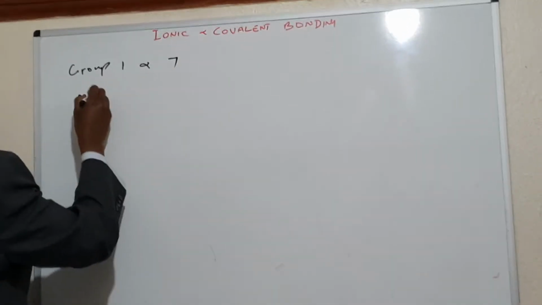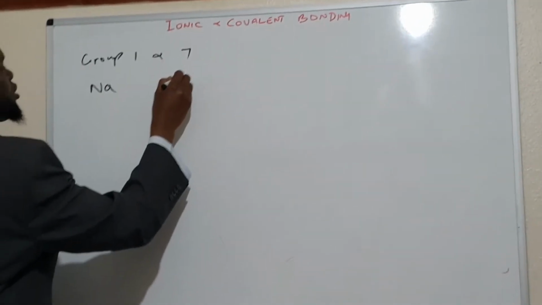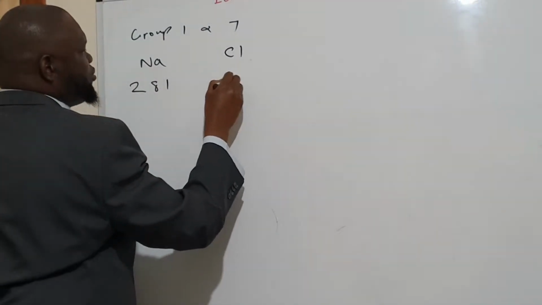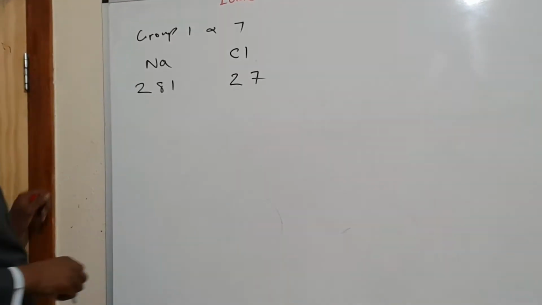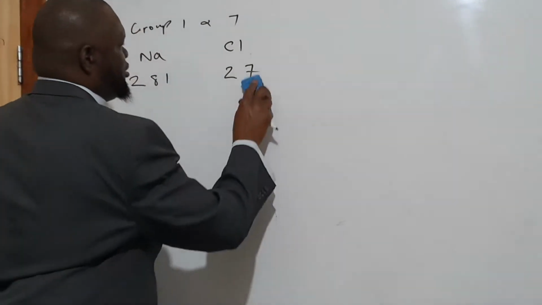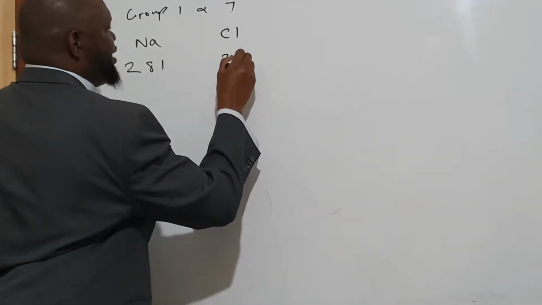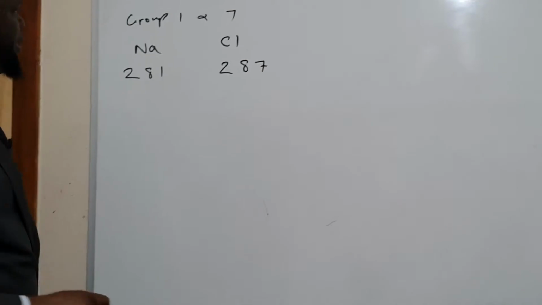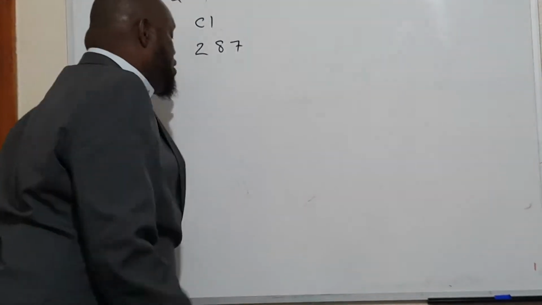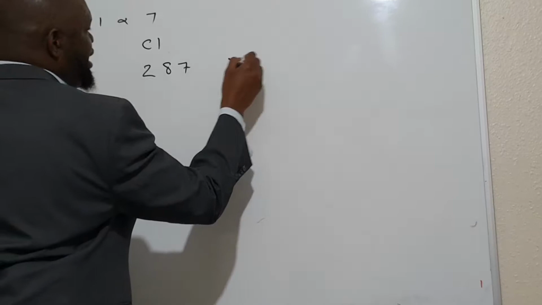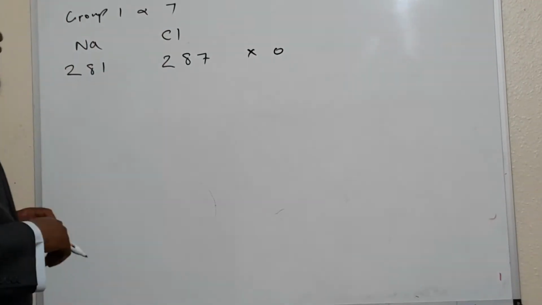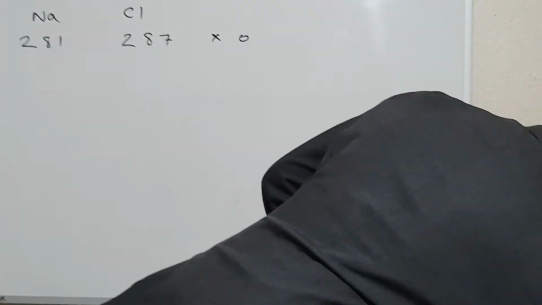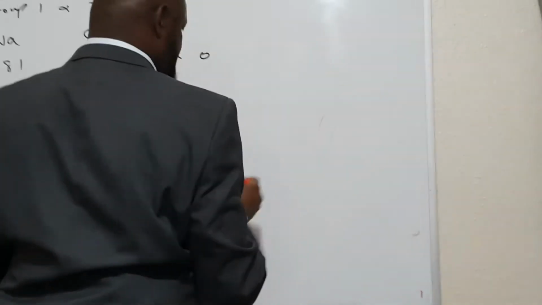Sodium is group 1 and chlorine is group 7. The sodium atom is 2,8,1 and the chlorine atom is 2,8,7, not 2,7. Fluorine is 2,7. Fluorine is the first one. Now let's look at these two using the dot and cross diagram.